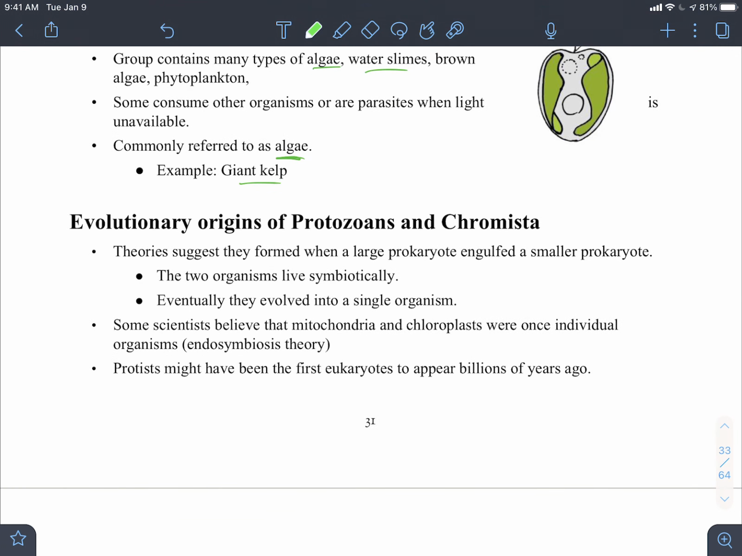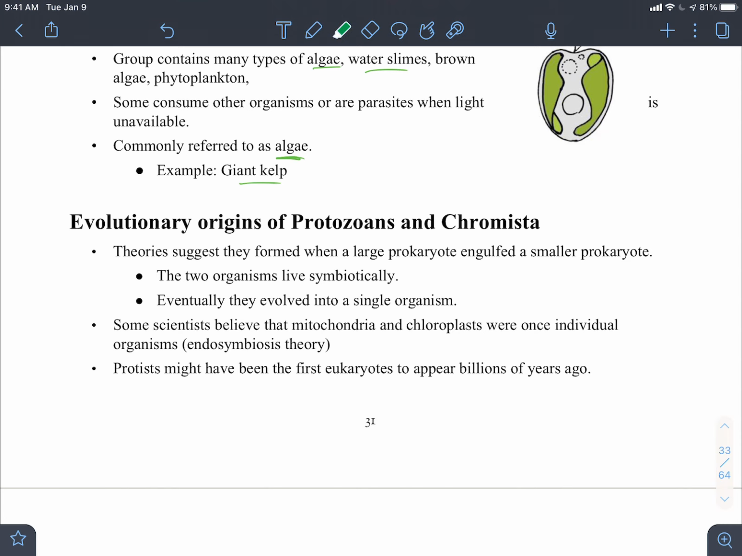So if we look at the protozoans and the chromistas from an evolutionary idea, there are theories that suggest they formed when large prokaryotes engulfed smaller prokaryotes. This would allow the organisms to live symbiotically and eventually evolve into a single organism where the engulfed organism was actually able to reproduce, probably at a slower rate, while the outer organism reproduced, and then its offspring would have this engulfed organism inside of it.